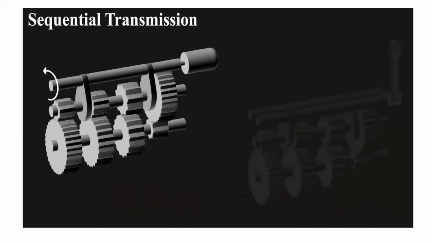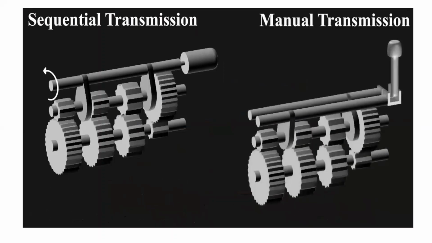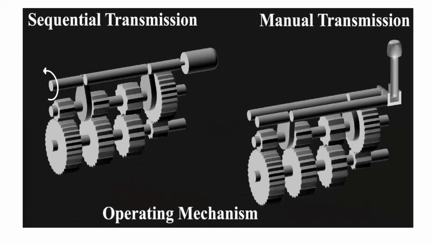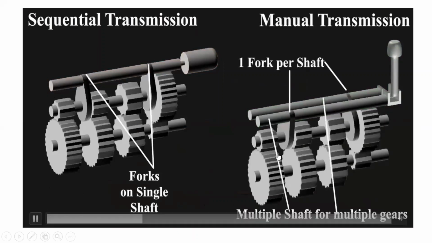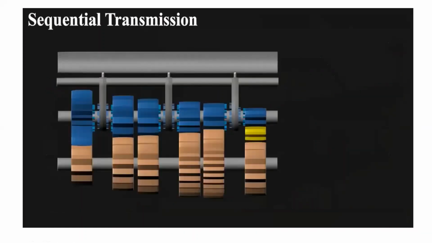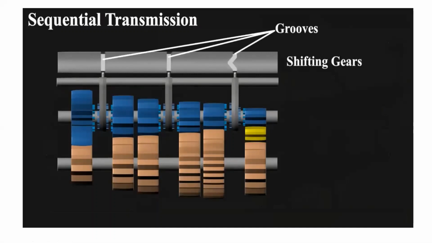The sequential transmission is similar to manual transmission. The only difference is the operating mechanism. This has all forks mounted on a single shaft, while in manual there is only one fork per shaft, requiring multiple shafts for multiple gears. The sequential transmission has one more shaft, which does the work of shifting gears. This shaft has grooves on it, designed in a special way.